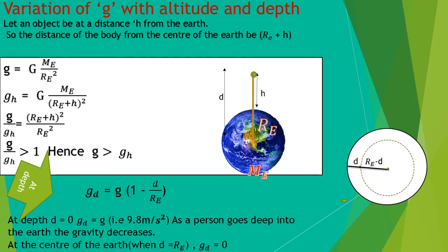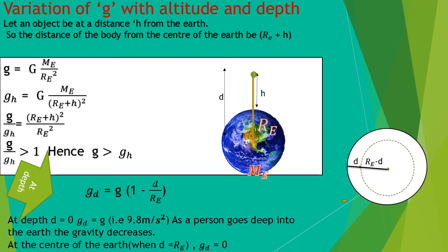Let us discuss the variation of acceleration due to gravity with altitude, that is height and depth. When an object goes away from the earth or is at a distance h from the surface of the earth, the total distance from the center of the earth to the object can be taken as Re plus h, where Re is the radius of the earth and h is the distance from the surface to the object. So we know, children, that acceleration due to gravity is inversely proportional to the square of the distance between the two objects.